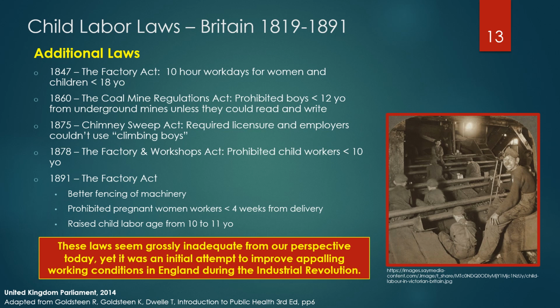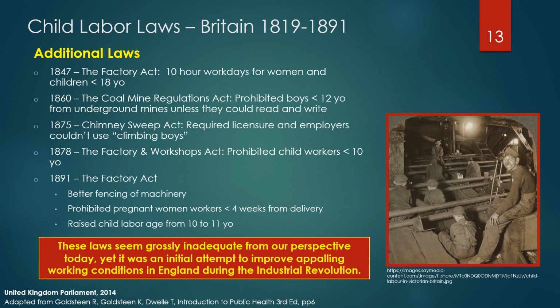This slide lists additional laws passed from 1847 to 1891. In 1847, the Factory Act limited the workday to 10 hours for women and children younger than 18 years old. The Coal Mines Regulation Act of 1860 prohibited boys younger than 12 years old from working in underground mines unless they could read and write. The Chimney Sweep Act of 1875 required that all chimney sweeps be licensed and that licenses were issued only to sweeps not using climbing boys.